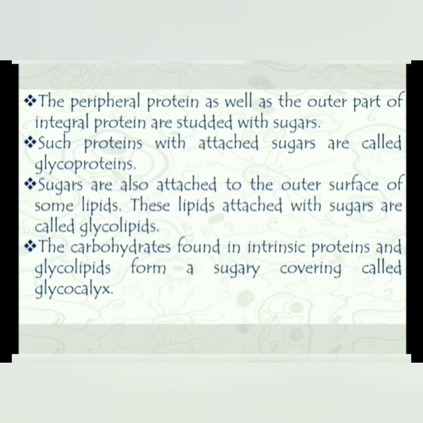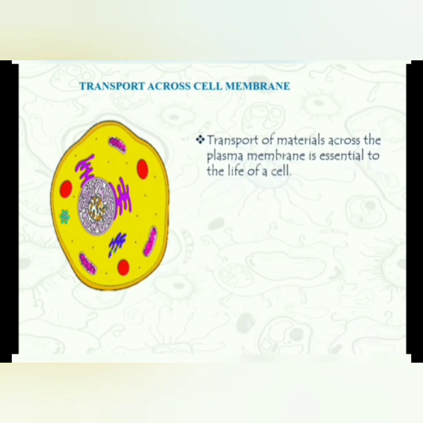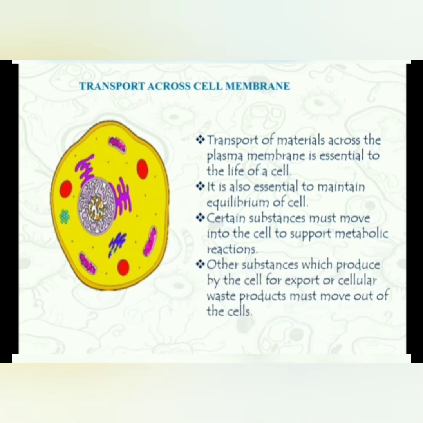The fluid mosaic model stresses that plasma membrane is semi-fluid in nature. The lipid and the intrinsic proteins move freely within the lipid bilayer. Transport across cell membrane. Transport of materials across the plasma membrane is essential to the life of a cell. It is also essential to maintain equilibrium of the cell. Certain substances must move into the cell to support metabolic reactions. Other substances produced by the cell for export, such as cellular waste products, must move out of the cells.